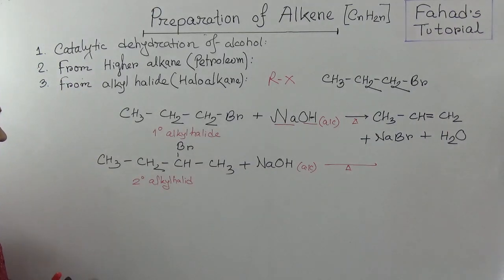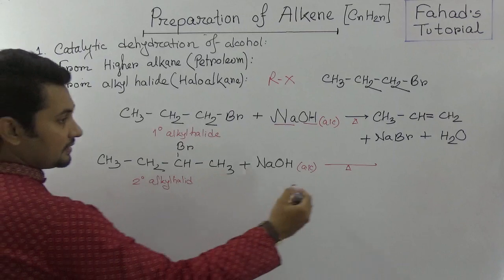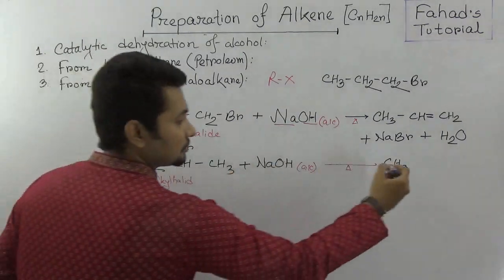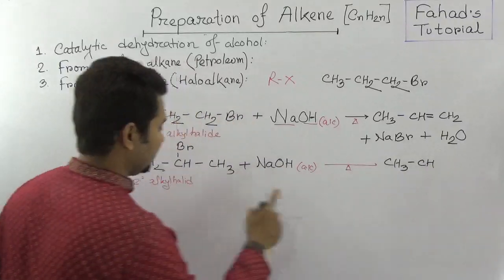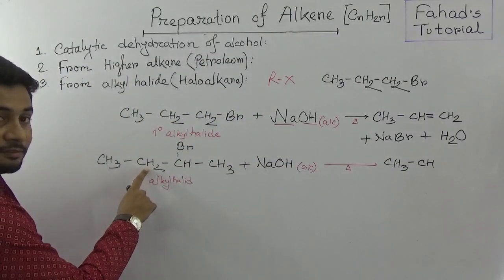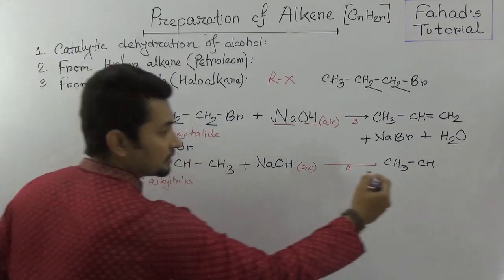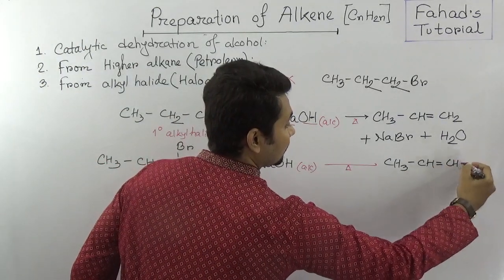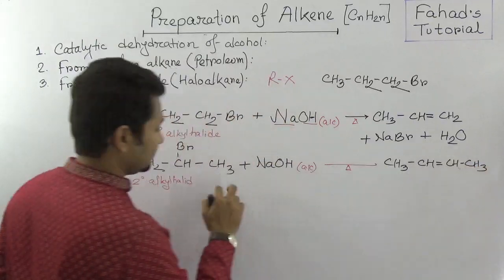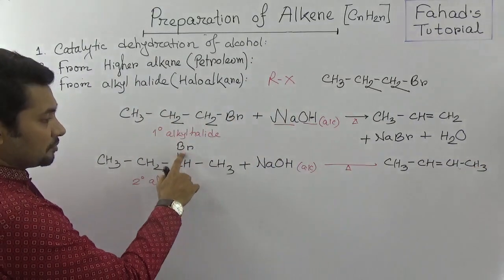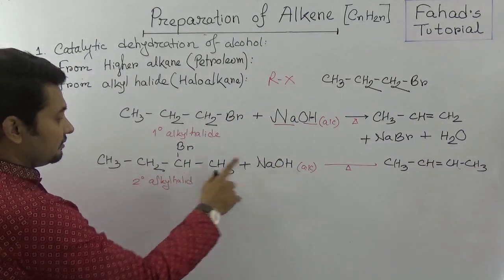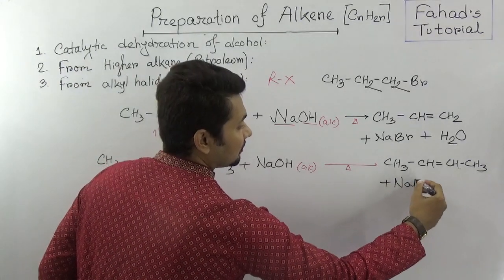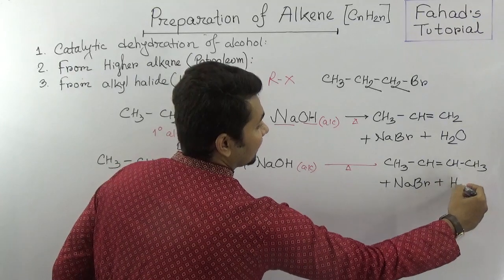So what will be produced? CH3, CH2 should be CH. So one hydrogen will be removed, one bromine will be removed. So double bond, CH, CH3. So this CH3 will be the same. The bromine adds with sodium, and the hydroxide adds hydrogen, so it will produce sodium bromide and water.